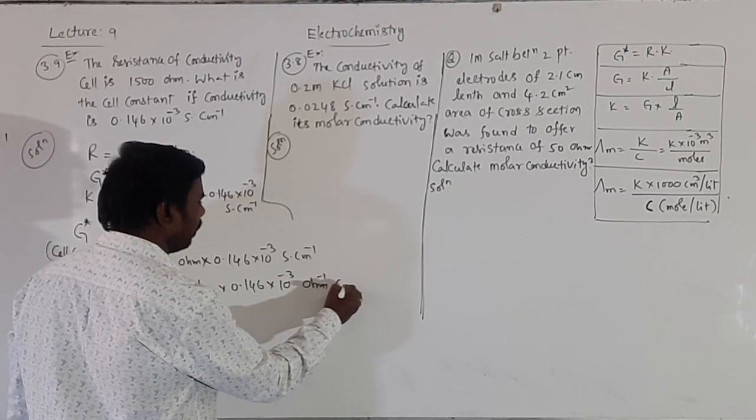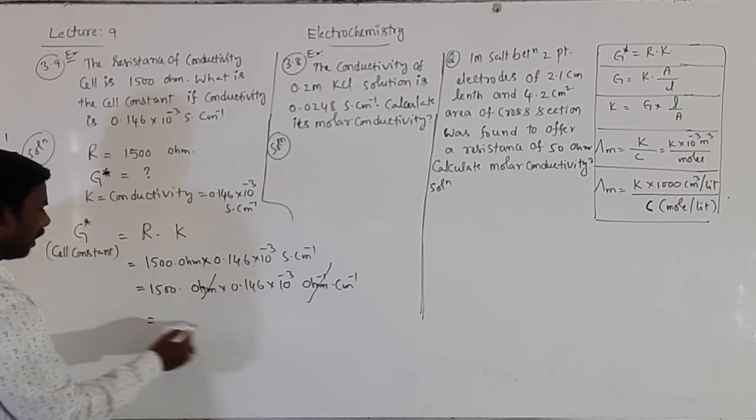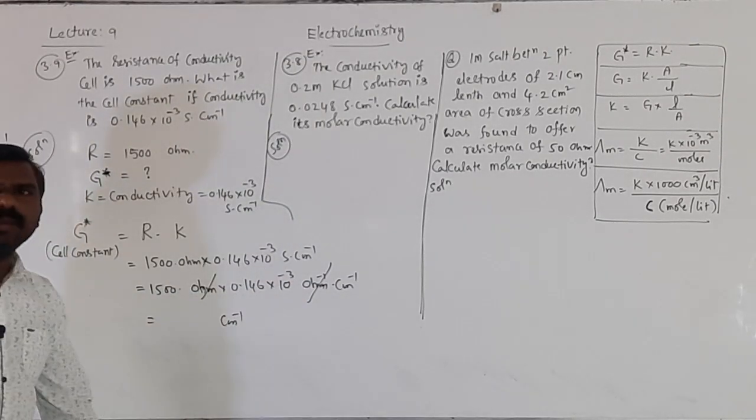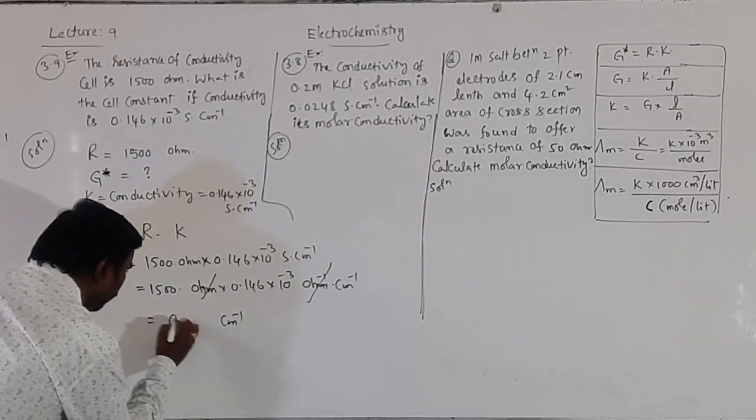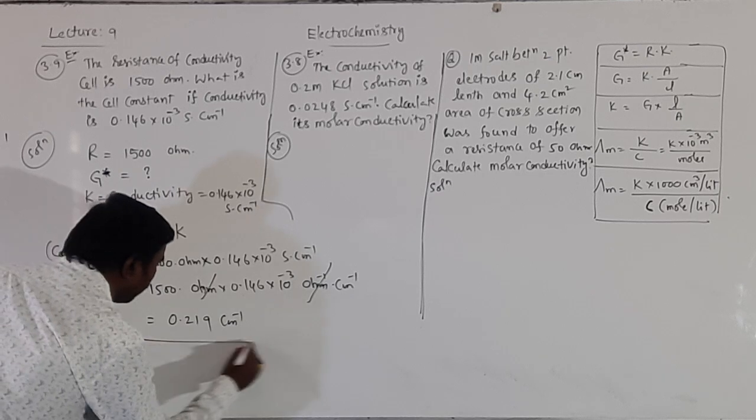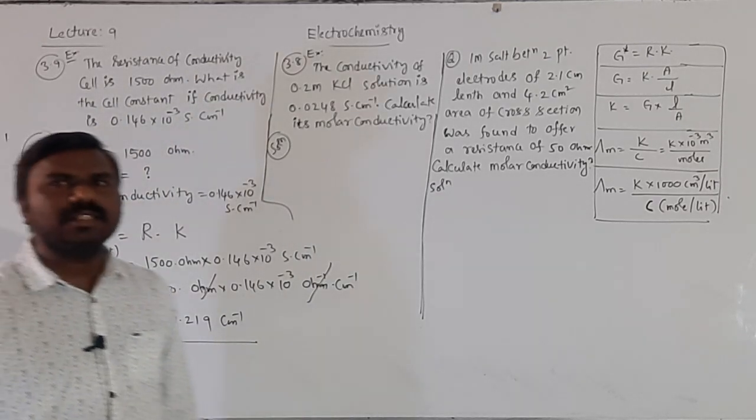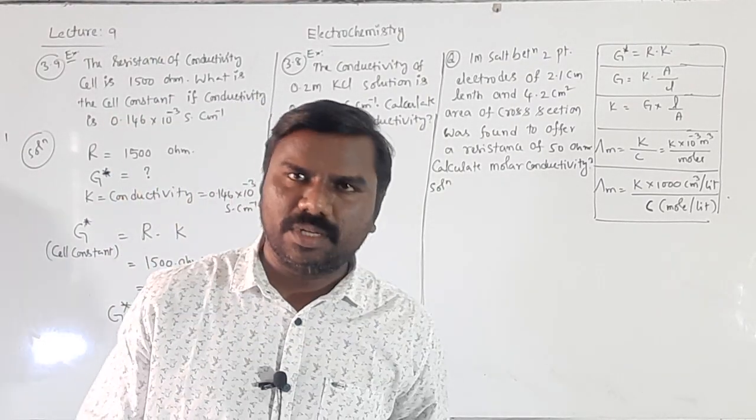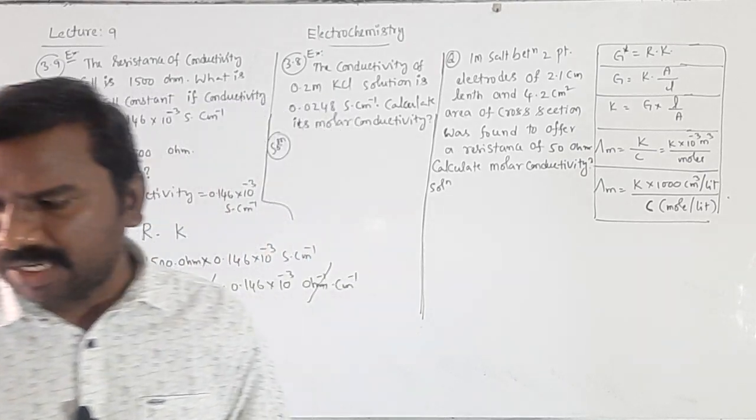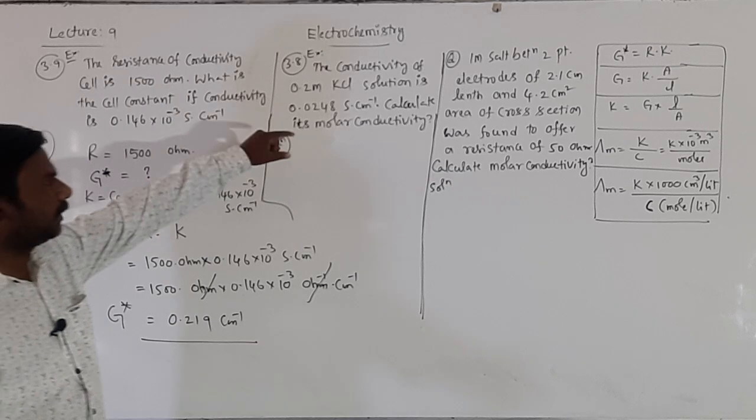Siemens is taken as ohm inverse, centimeter inverse. Ohm inverse and ohm will be cancelled. The answer will be obtained in centimeter inverse. That is 0.219 centimeter inverse, indicated as the cell constant. The cell constant formula is L by A, centimeter by centimeter square, so you will get centimeter inverse. Very easy, a 2 marks question. Understood? Move to the second question, students.